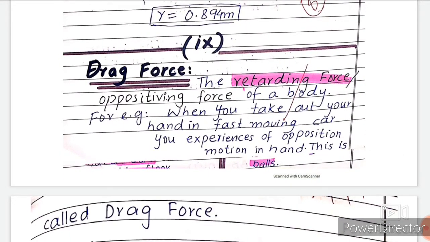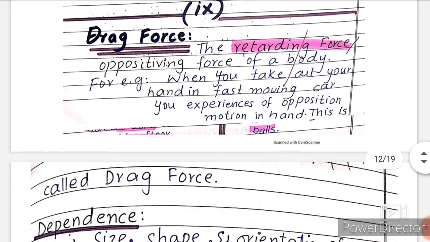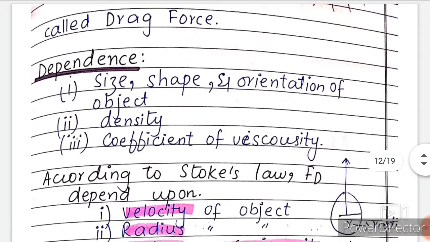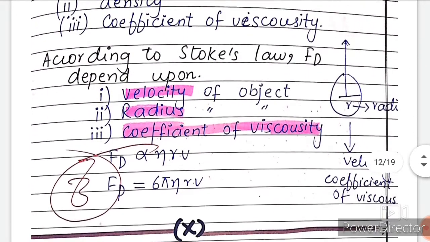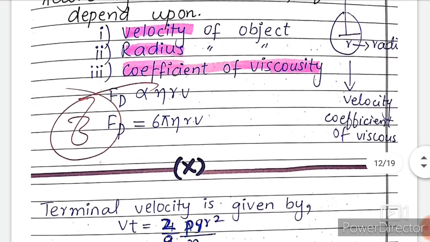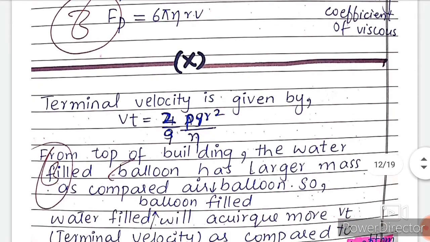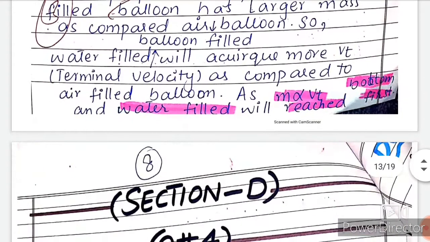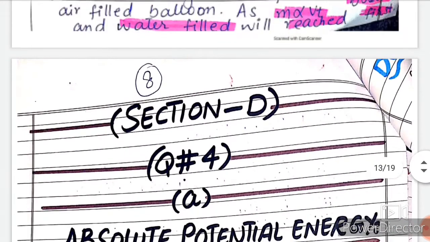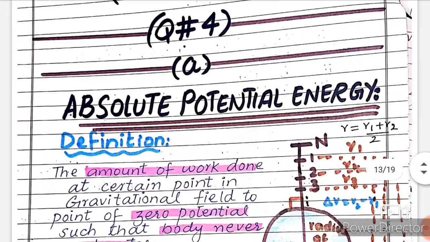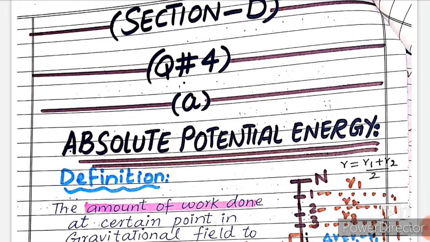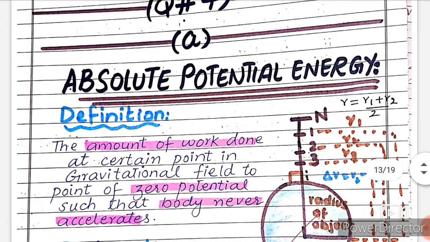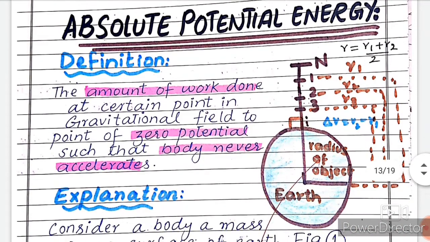Then we are given 9, drag force. Factors of drag force. Then we are given 10, terminal velocity. Then section D, long question answer. Question number 4, part A, absolute potential energy. In this way you can attempt in the exam.